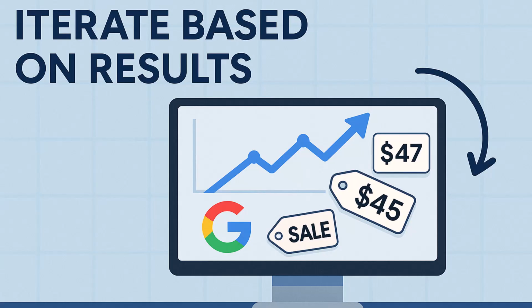Iterate based on results. Use what you've learned. If Google suggested $45 and it worked well, you could try staying at that price longer, or $47 next time to see if the performance holds. If it didn't work as expected, perhaps the product's demand isn't very price sensitive or the competition changed. Keep checking the updated suggestions and try again during a high traffic season or after tweaking your ads.